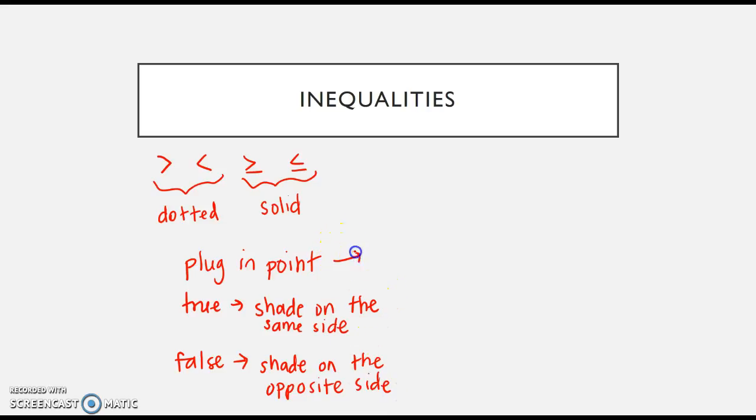Okay, the easiest point to plug in is 0, 0, just because anything times 0 is 0. Sometimes your line goes through 0, 0, so you're going to have to pick something different. You don't want to pick something that's on your line. Okay, so then you just shade based on where you're at. Alright?